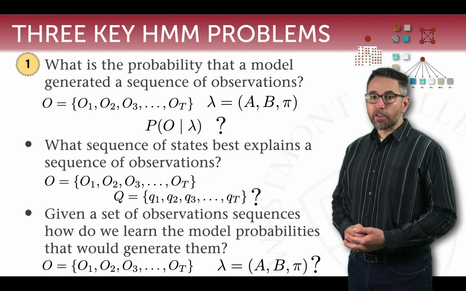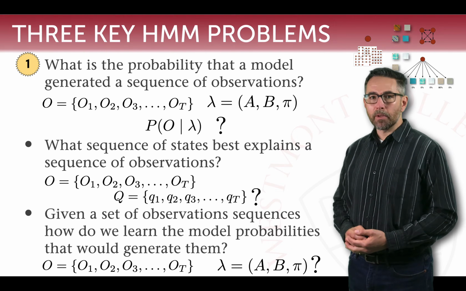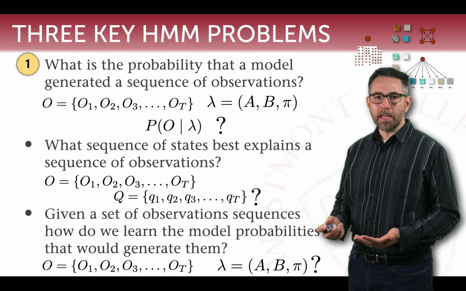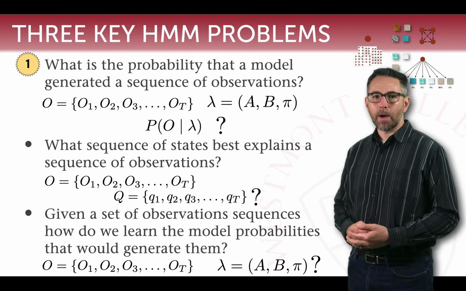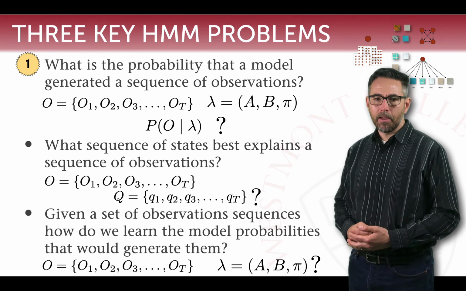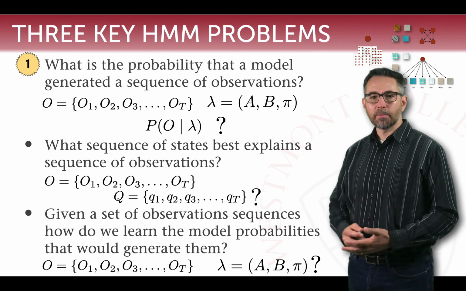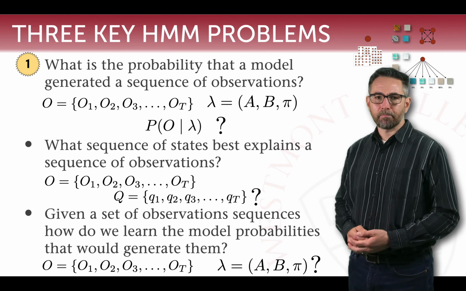In previous lectures, we've looked at the 3 key problems for HMMs. The first is trying to figure out the probability that a given model that we already know, the model consisting of A, B, and pi, those are the different probabilities, and we wrap those up into a variable called lambda. So the first question is, what's the probability, given lambda, of seeing some observations? And we showed how to solve that using the forward-backward algorithm.